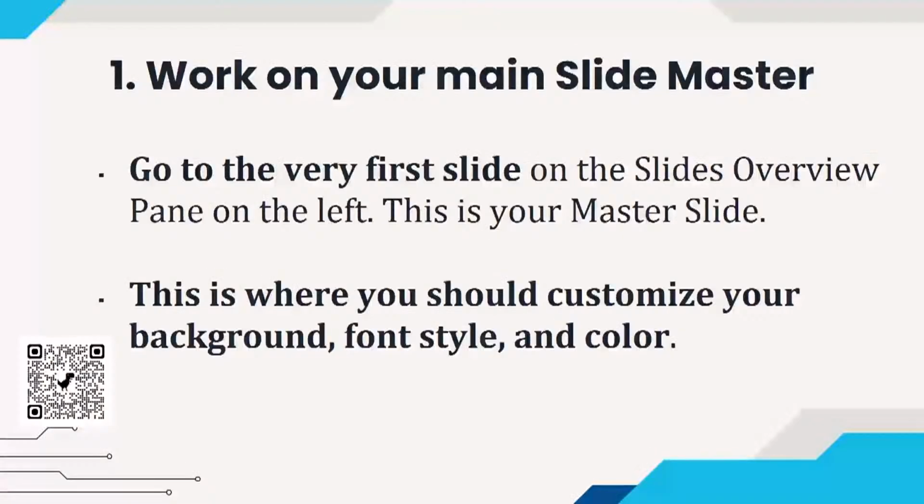So first we will go to the very first slide on the slides overview pane on the left. This is your master slide. This is where you should customize your background, font style and color. So we will go to the main slide master, we will go to the View tab, then we will go to Slide Master. There we will go to the first slide, then we will customize the background, font style and color, everything.